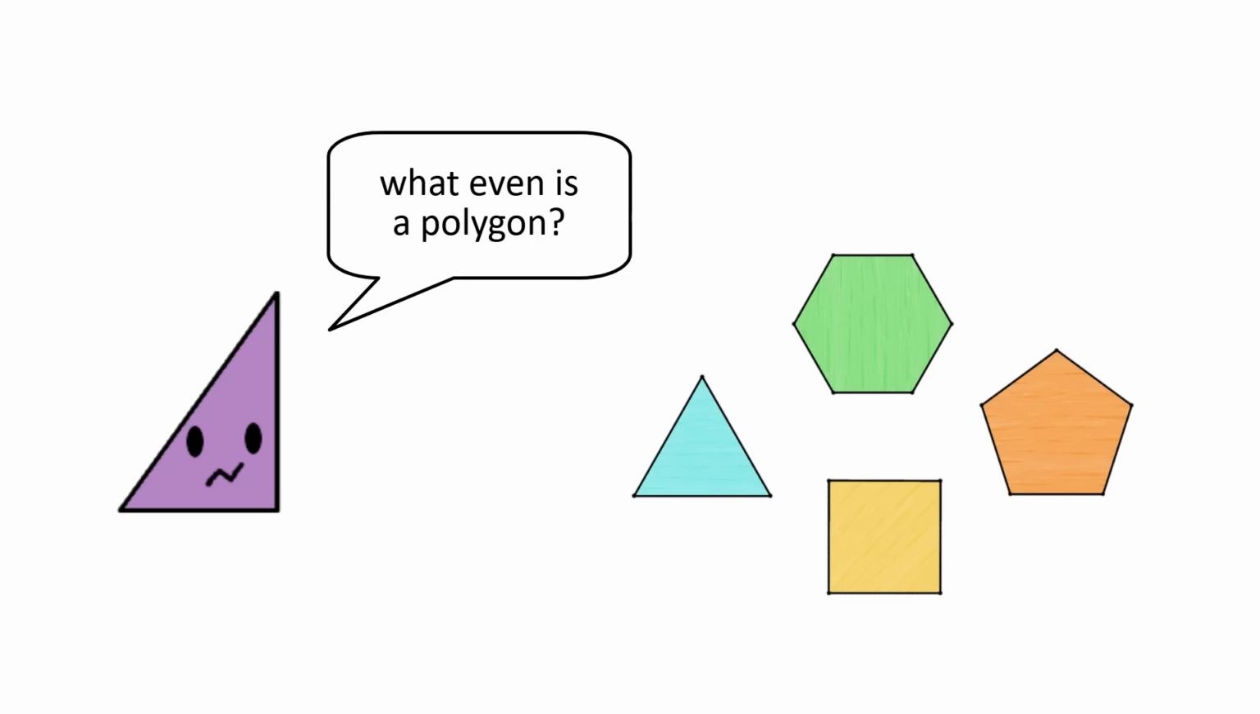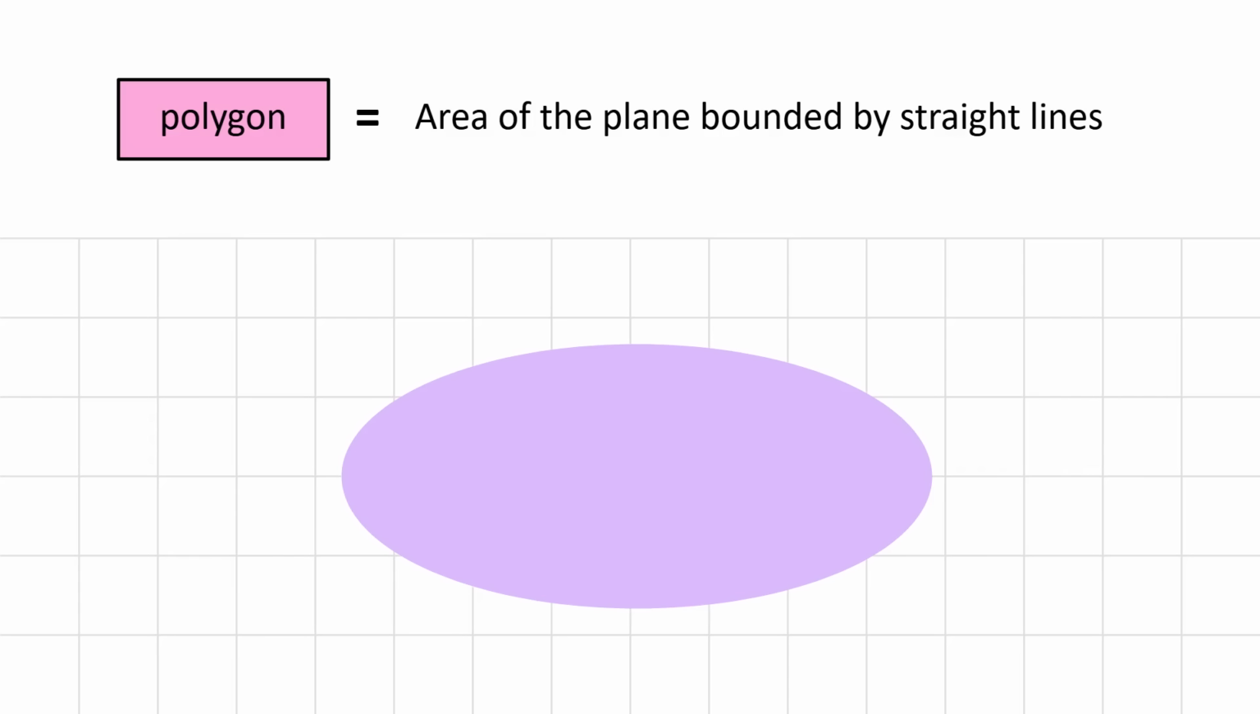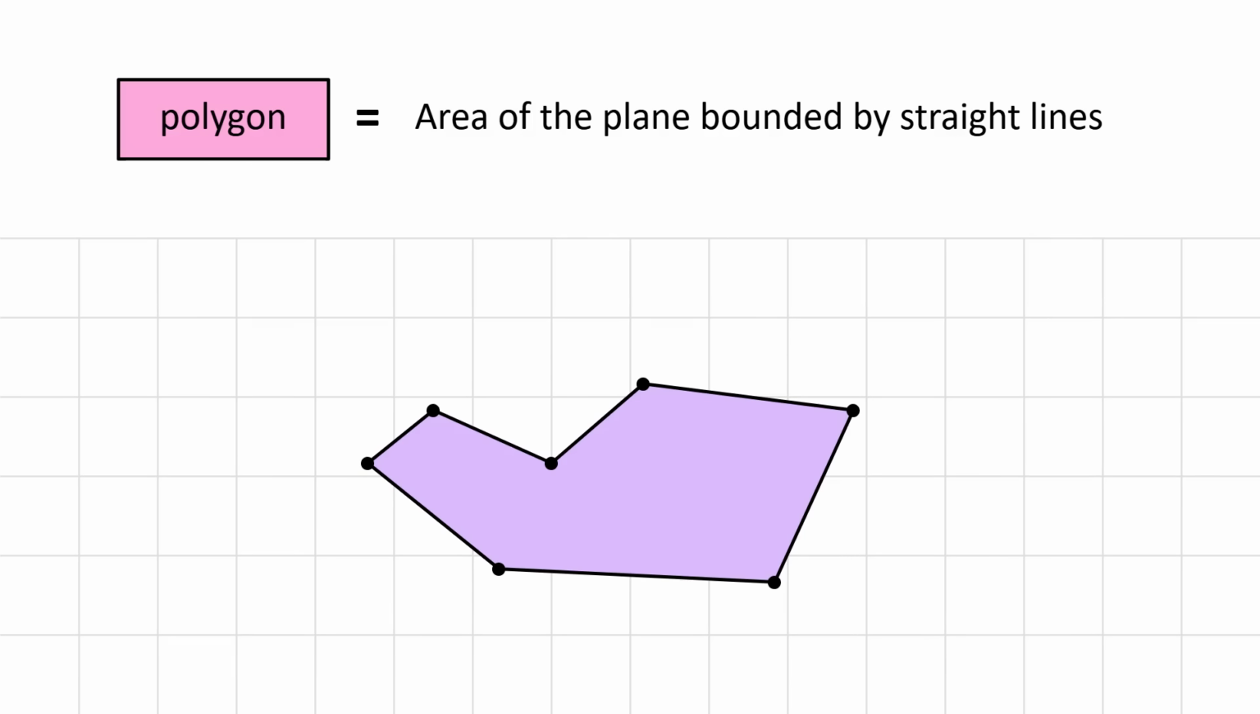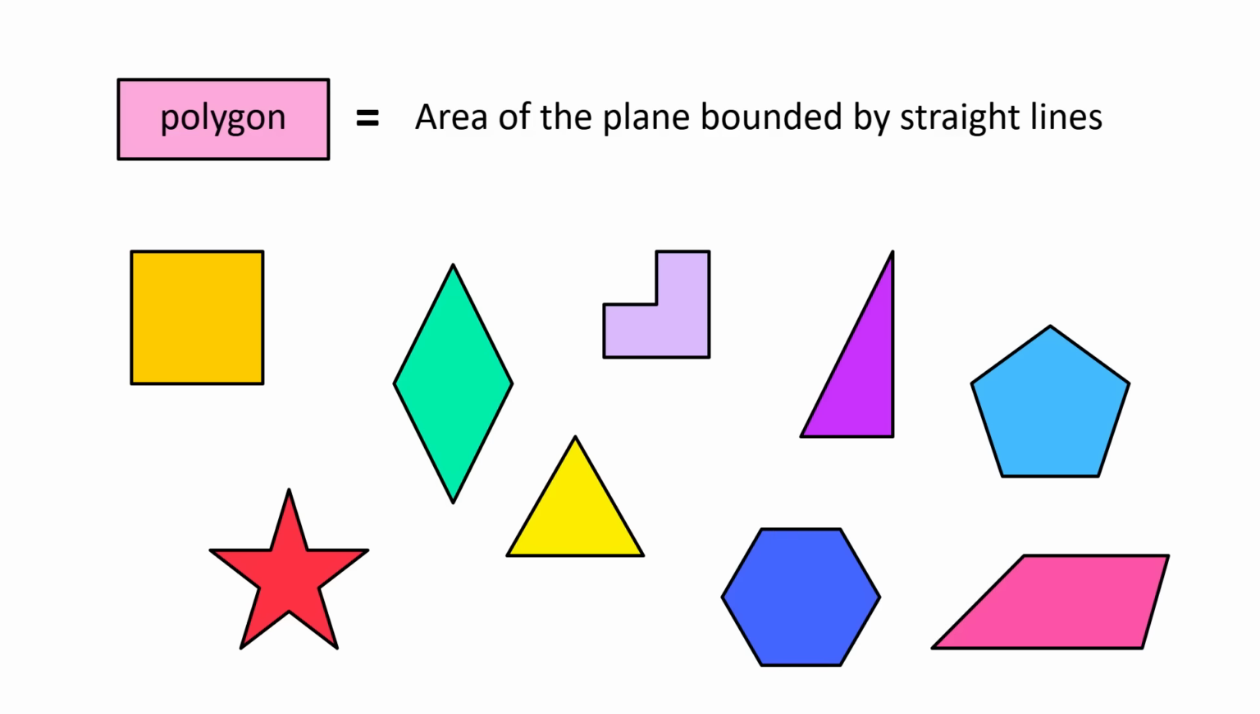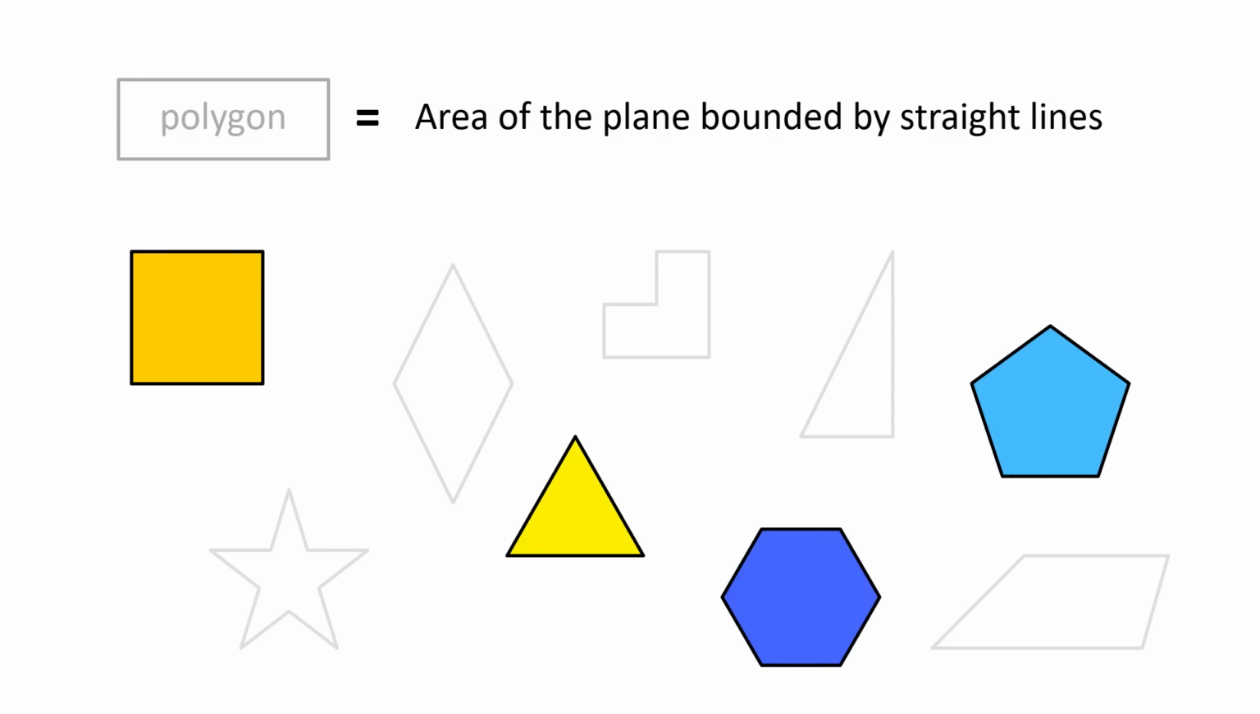So what even is a polygon? Well, there isn't exactly an official definition, but nonetheless, there does exist an approximate mathematical consensus. A good starting point is something like an area of the plane bounded by straight lines. On screen are a bunch of examples that unambiguously fit the definition, but they're not all regular. For a polygon to be regular, it must have all sides the same length and all corners the same angle.